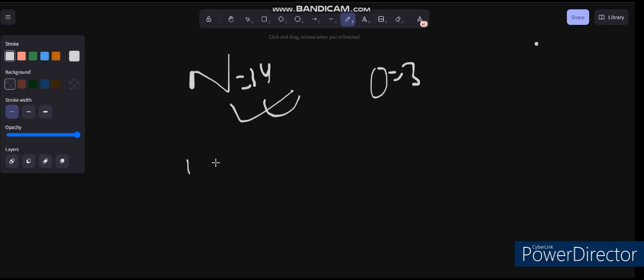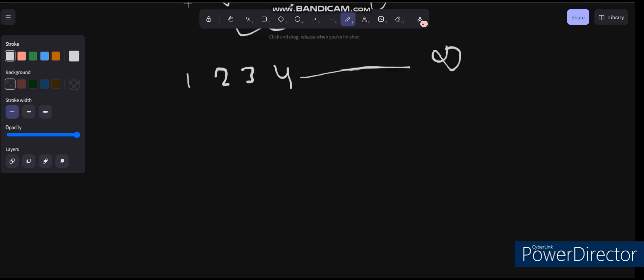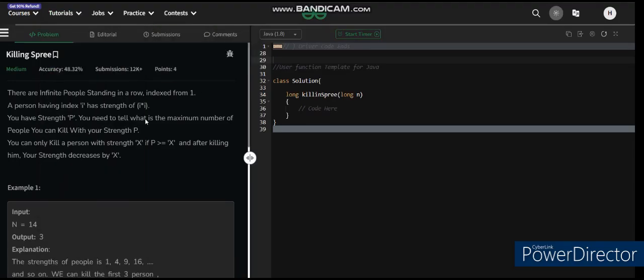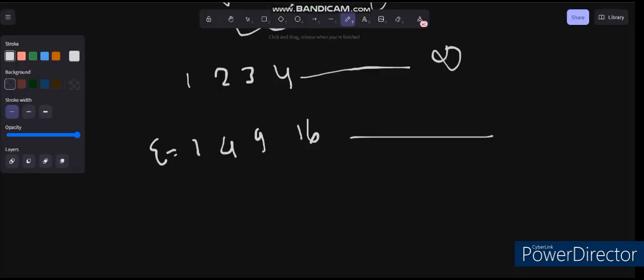So one person, two people, three, four, and so on to infinity. And the energy array is the square of the index. So 1, 4, 9, 16, and so on. We have been given an energy P, which is N, and we want to say how many people we can kill.